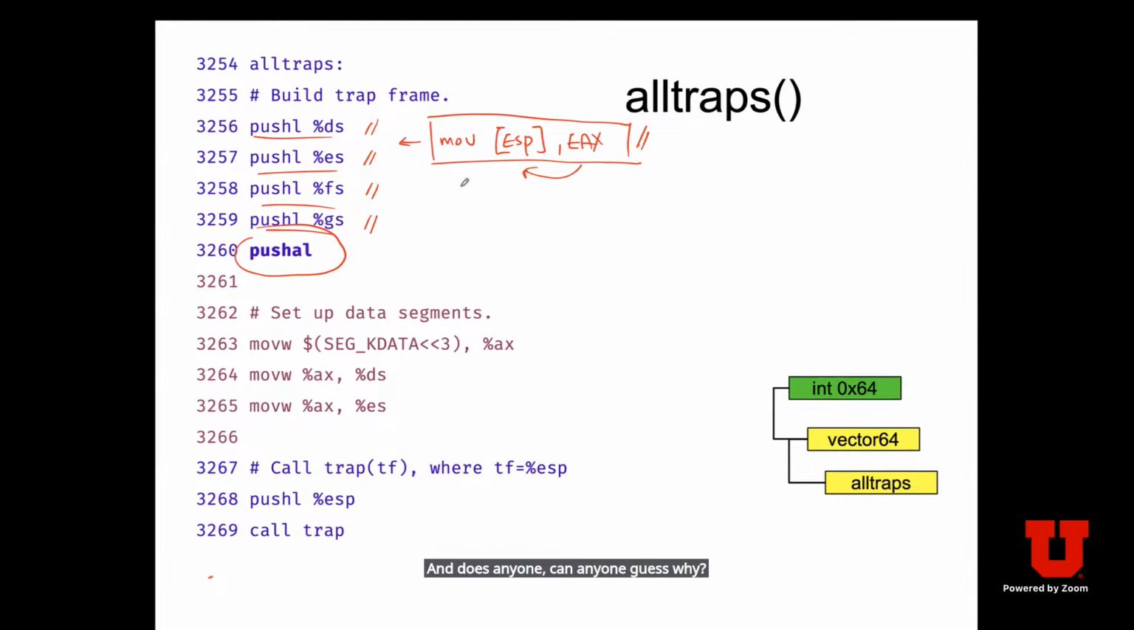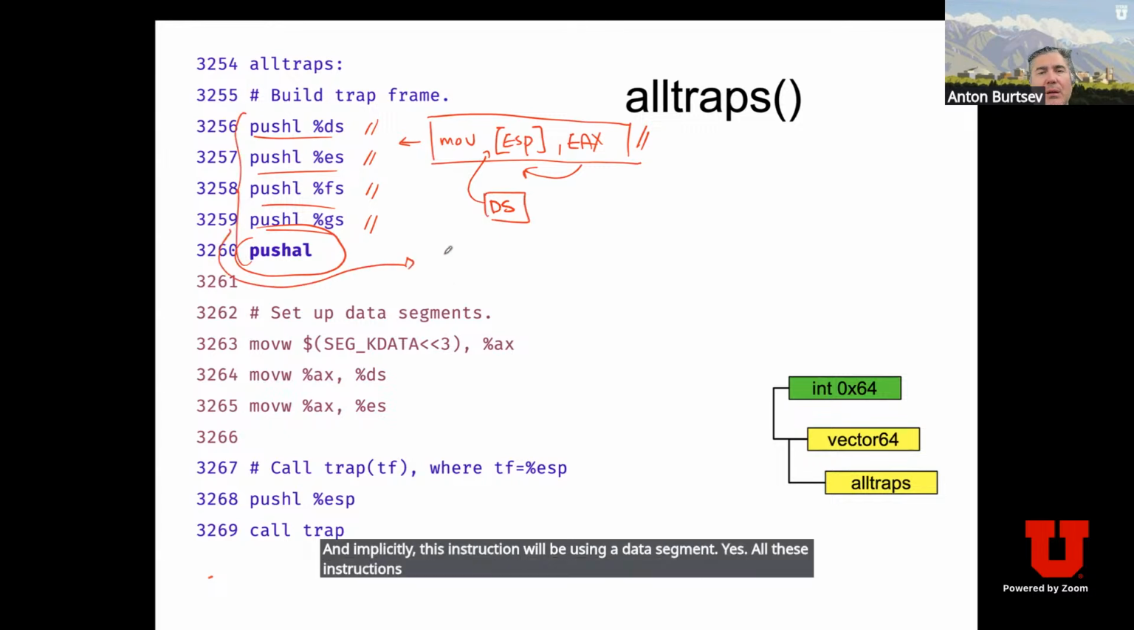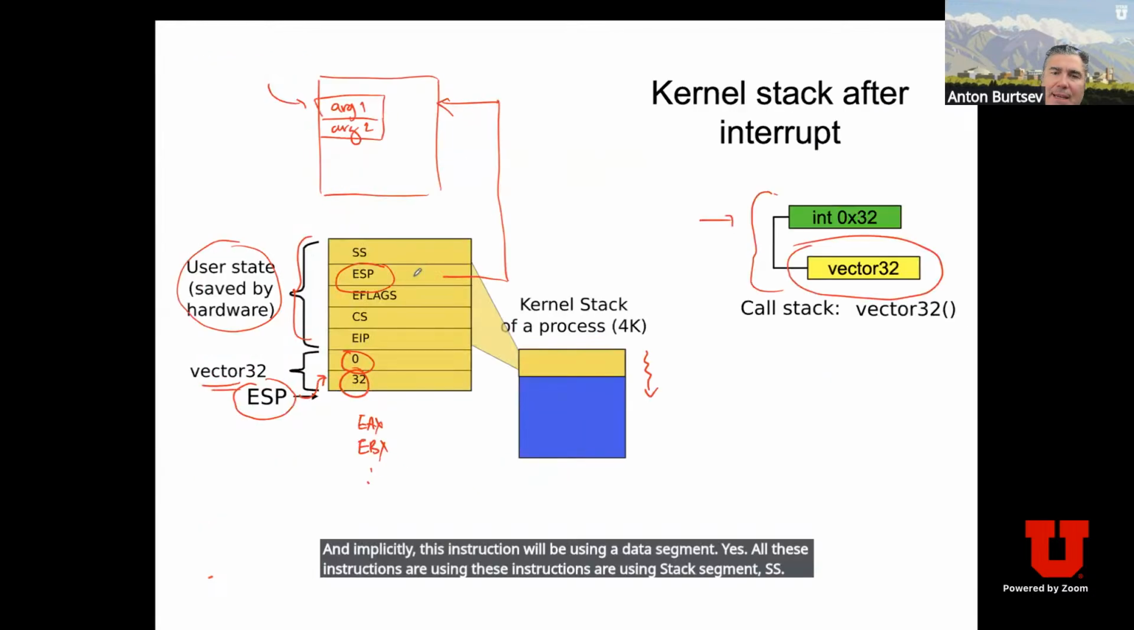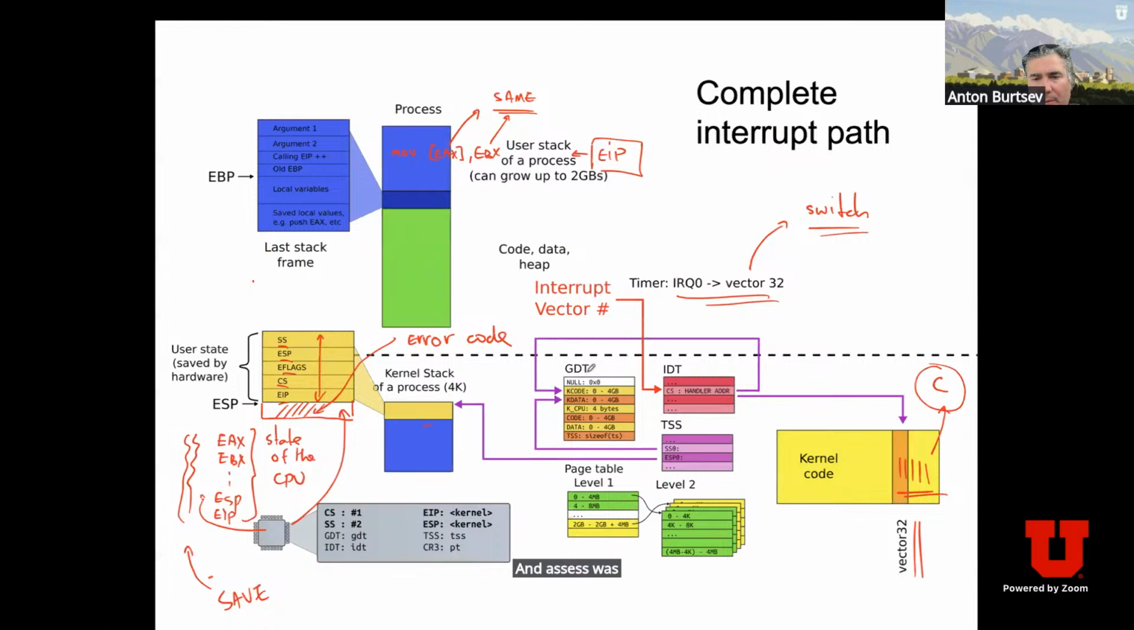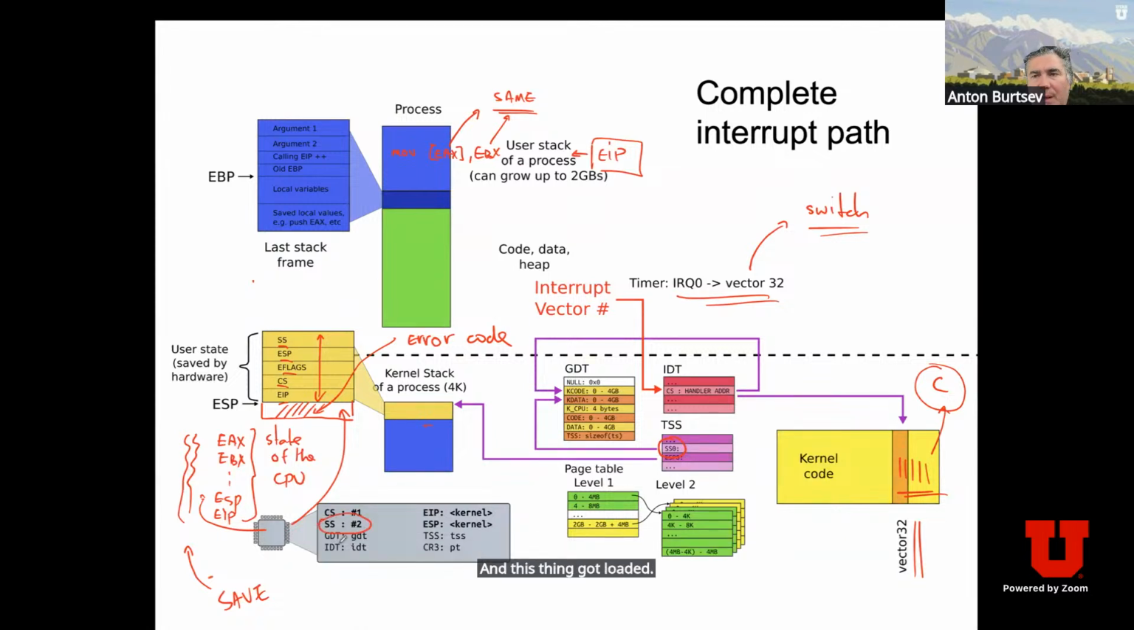Is it because the stack pointer is pointing to kernel memory right now? The stack pointer is pointing to the kernel memory, that's correct. And implicitly, this instruction will be using a data segment, DS. All these instructions are using the stack segment, SS. And SS was actually set by the interrupt transition, because remember, we got it from the TSS, and this got loaded on the CPU.